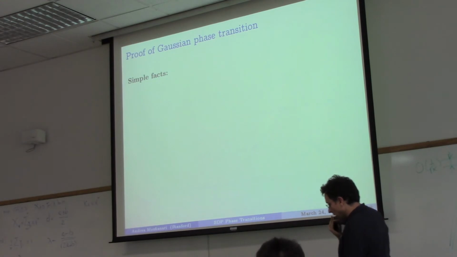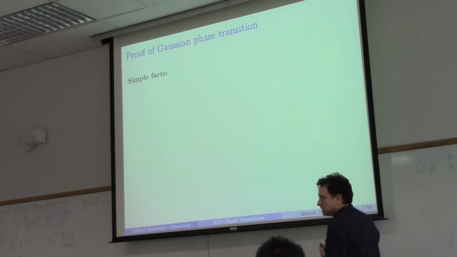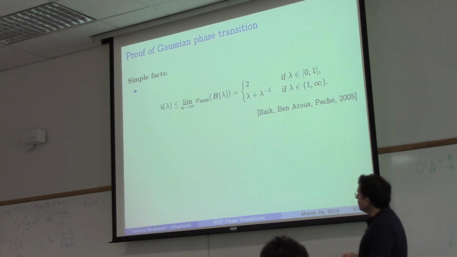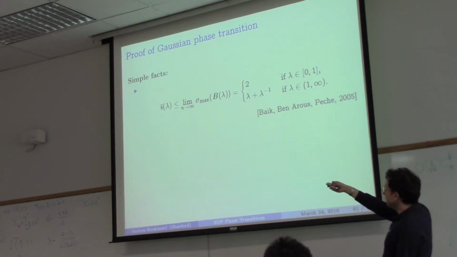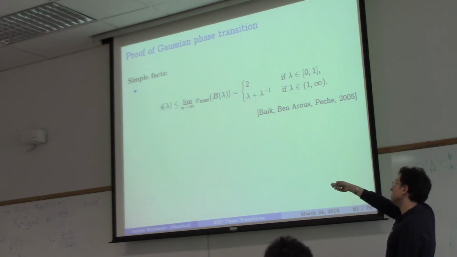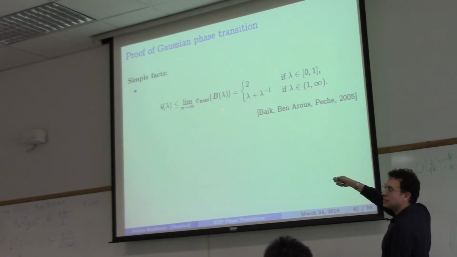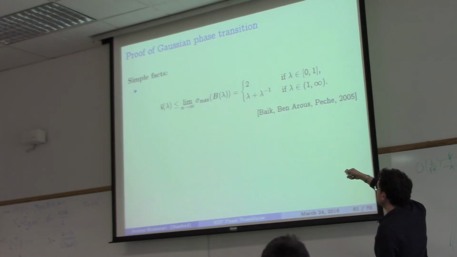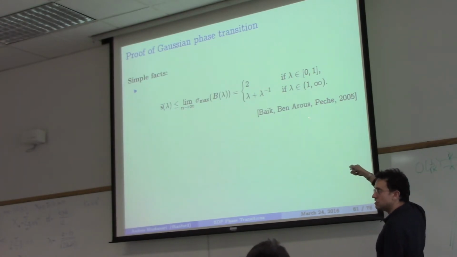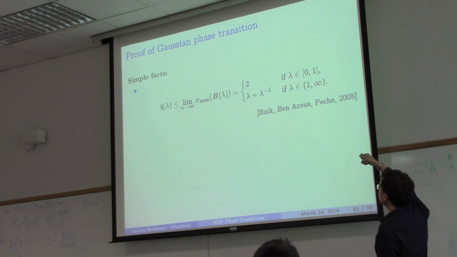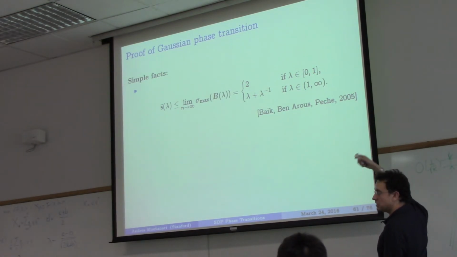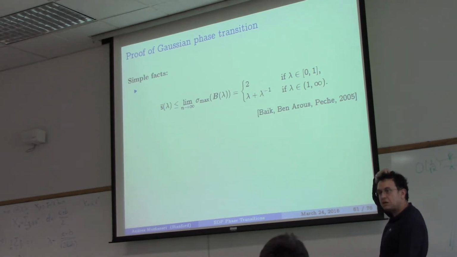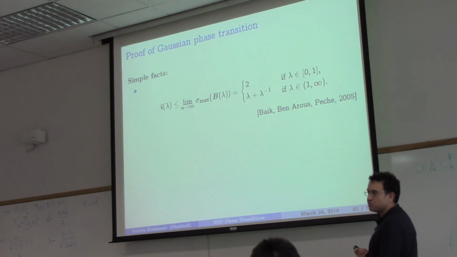Okay, so how do we go about analyzing this? Well, let's start from some simple facts. The first simple fact is that the value of the SDP is upper bounded by the largest eigenvalue of this matrix, of course. And the largest eigenvalue of this matrix, some people have computed it for us. It's 2 if lambda is below 1, and bigger than 2, namely lambda plus 1 over lambda, if lambda is above 1. So this is the phase transition. The eigenvalue phase transition is also known as the BBP (Baik-Ben Arous-Péché) spectral phase transition.